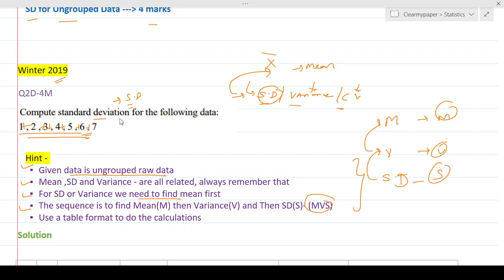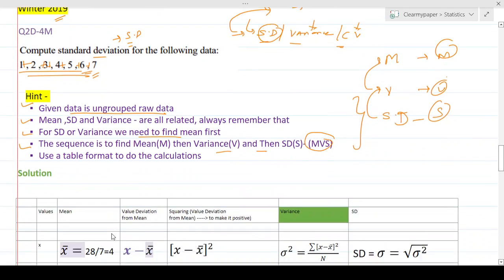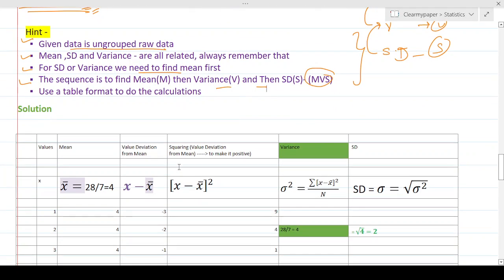So that means for finding standard deviation for this problem or for any problem, we need to find the mean first, and then the variance, and then the SD. And always use the table format to do the calculations because it is very easy. Now let's get into problem solving.